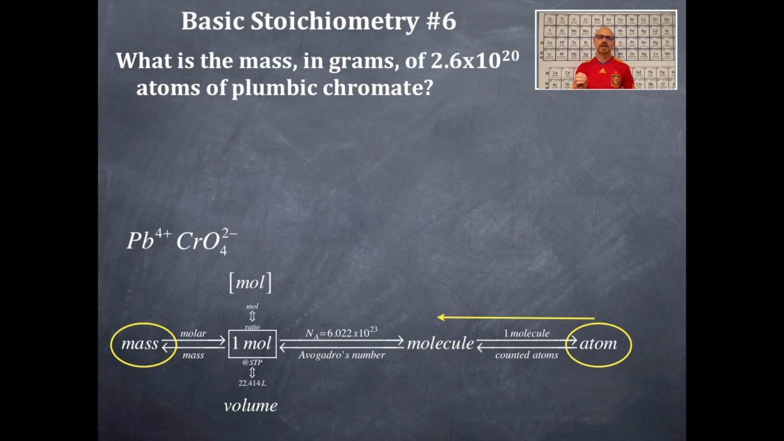Now I have molecules. Now I'm going to go from molecules to moles. And the number in front of the molecules is going to be Avogadro's number here. And then the number in front of the mole is always a 1, because that's what's in that rectangular box. That's kind of like a mole island. And then from 1 mole, I'm going to go to the mass. And the mass is going to be the molar mass of plumbic chromate. So I'm going to have to look at my periodic table to get the molar mass for plumbic chromate.